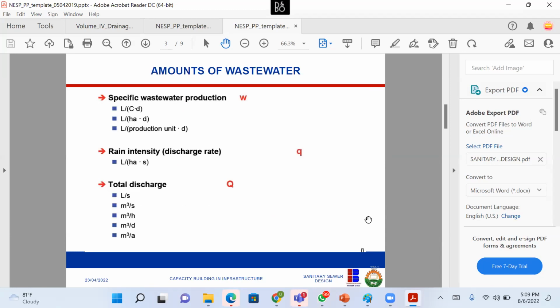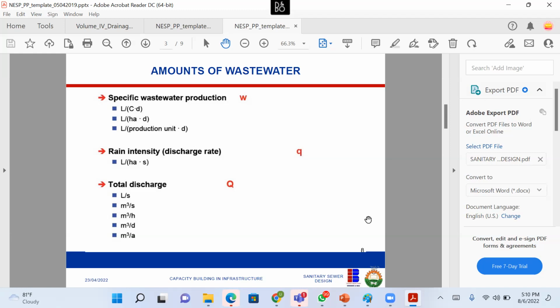In this case, we're not talking about specific wastewater production, which is liters per capita per day, like we did in water design. The amount of wastewater production is a function of the quantity of water consumed per capita per day. Then you can also aggregate it to be liters per hectare per day. Why liters per hectare? Because most times you might not be able to estimate the capita, the number of persons. So you use the land use, the catchment area, right?